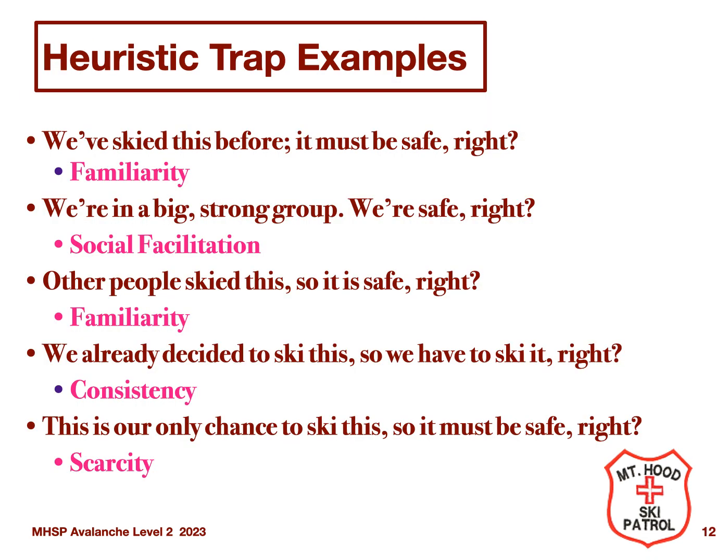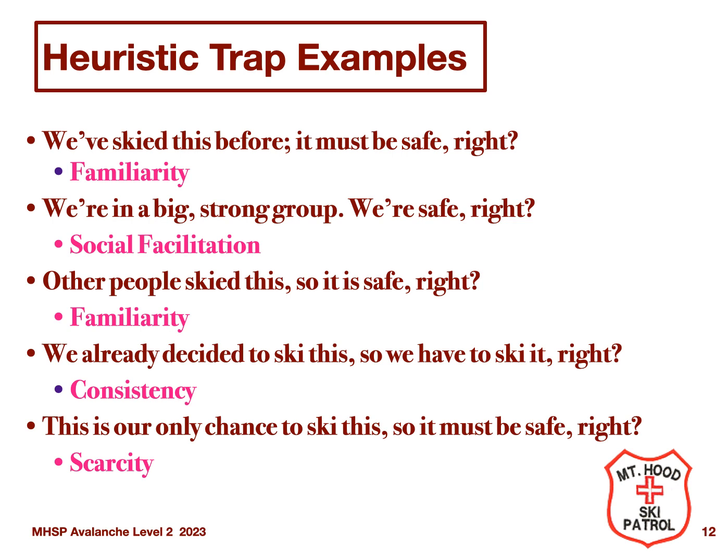Let's look at some examples of heuristic traps we might encounter. The first one. We've skied this before. It must be safe, right? How many times have we heard this? This is an example of familiarity. We're in a big group. We're safe, right? This is a great example of social facilitation. Risk tolerance increases since we perceive there is safety in numbers.